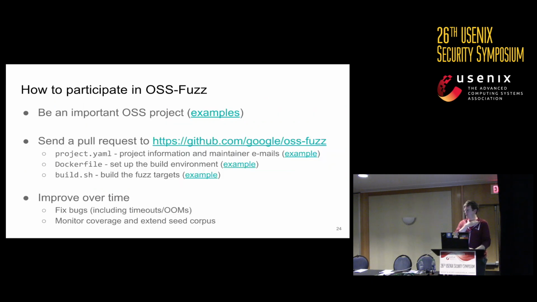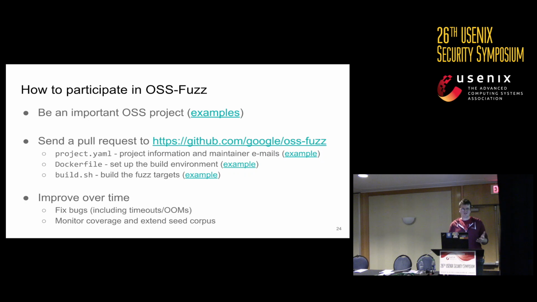How to participate in OSS-Fuzz? First of all, your project has to be an important OSS project, and I already explained what I mean by important. Then please send us a pull request. All we need from you is 3 tiny config files. The first config file gives the URL for your project and a list of emails for the code owners so that we can file bugs against you privately. The second file, the Dockerfile, is a build environment. You install the dependencies and you pull your code, basically. And the third file is build.sh. It tells us how to build your source.